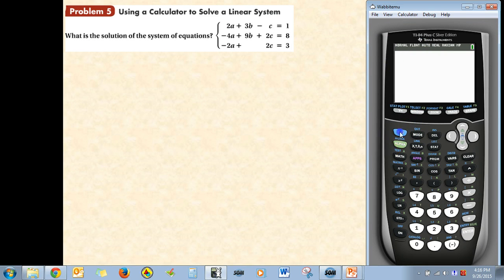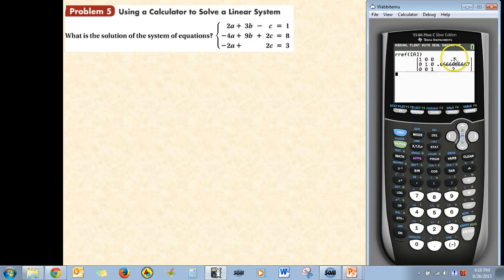And now, if I click on my matrix button again, and now I go to math, I'm going to go down until I see row-reduced echelon form. Hit enter. Row-reduced echelon form of what matrix? So I'm going to go to matrix again, names, 1, I want to do it for A, so I'm just going to hit enter, and it'll put A in there. And then I'm going to hit enter, and then it'll put it in row-reduced echelon form for me, which gives me my solutions.